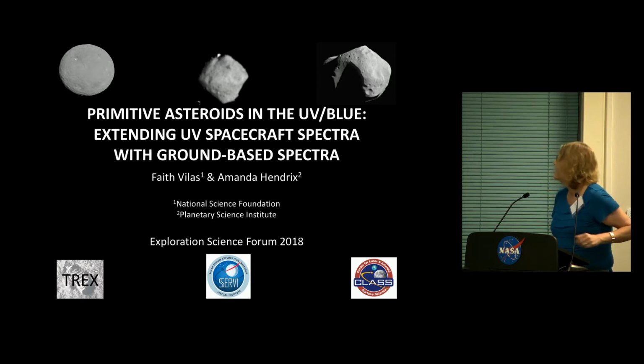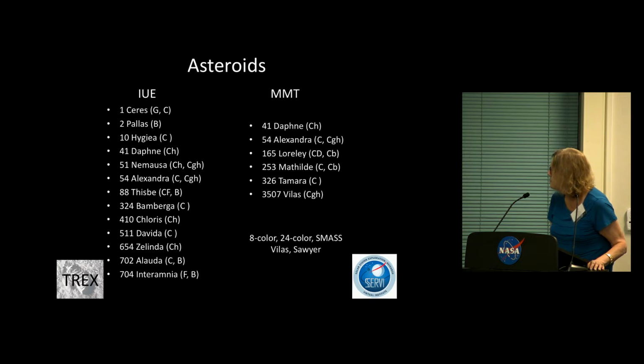You never know. So what we have started to do is to take a look at the ultraviolet spectral region and take a look at asteroids. We've looked at the S-complex asteroids. This is me and Amanda Hendricks, whom I will point out that we are both members of the Survey-Trex team, and I'm also a member of the Survey-Class team. So anyway, we started looking at the UV blue spectral region, looking for different spectral features, and we started this by taking a look at old IUE data.